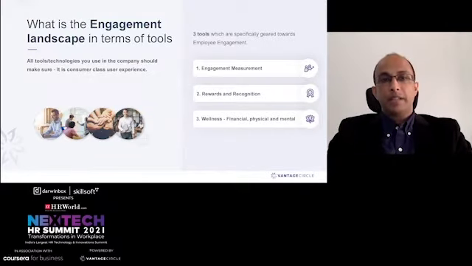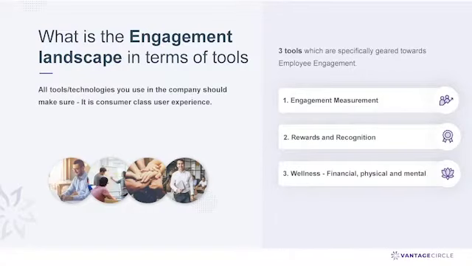What is the engagement landscape in terms of tools? So there are 3 tools that we can think of. The first one is, of course, the engagement measurement tools, which is also called pulse surveys sometimes. So that is the #1 tool that can measure the engagement with the employees. And then the second tool is rewards and recognition, which is employee rewards ultimately. And the third tool that we can think of is the wellness, employee wellness.